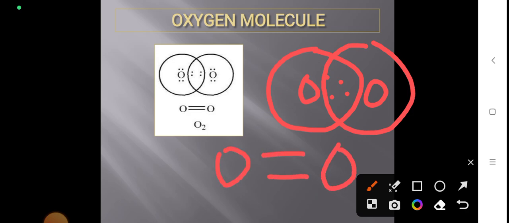So here the two bonds are representing 4 electrons. So that's why again oxygen becomes a diatom. Because two oxygens form a double bond, again here there is sharing of electrons between two oxygen atoms, and hence it forms a diatom, or it is a diatomic molecule.